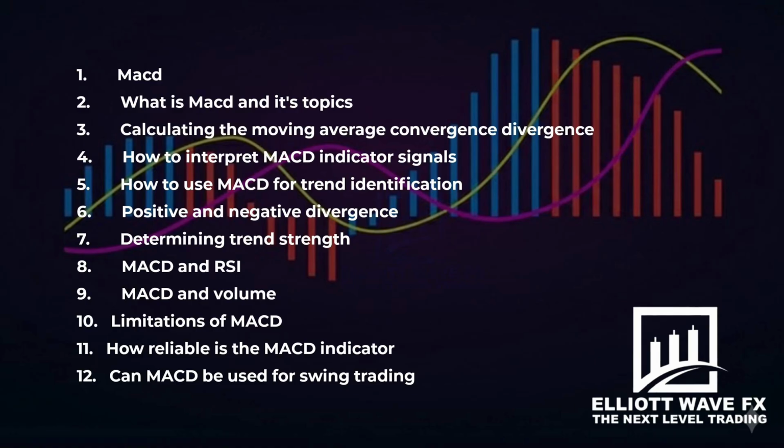5. How to use MACD for trend identification. 6. Positive and negative divergence. 7. Determining trend strength. 8. MACD and RSI. 9. MACD and volume. 10. Limitations of MACD. 11. How reliable is the MACD indicator? 12. Can MACD be used for swing trading?